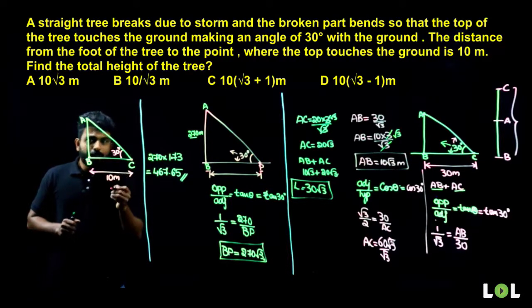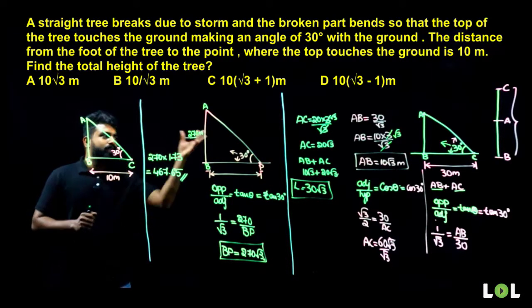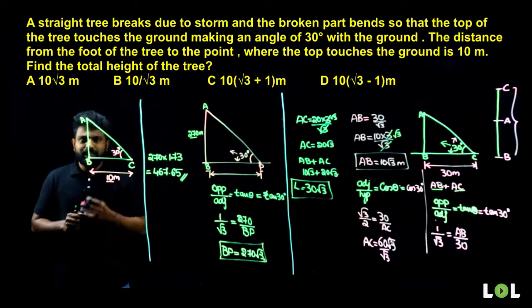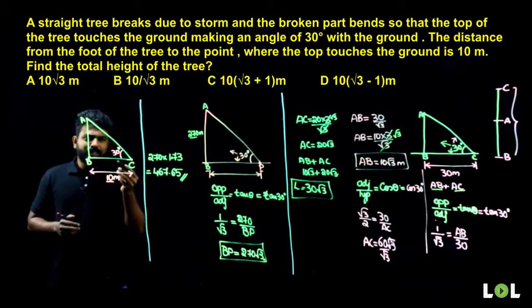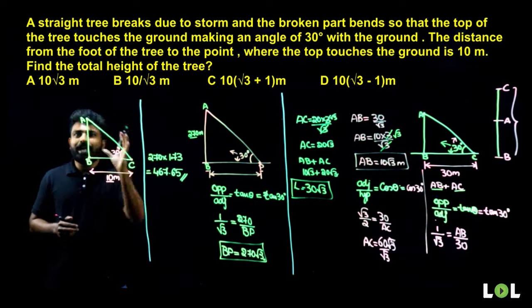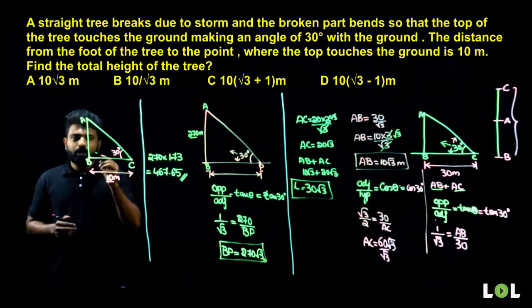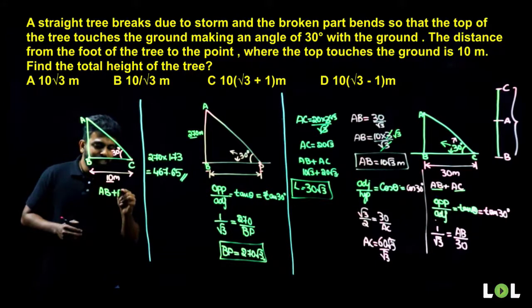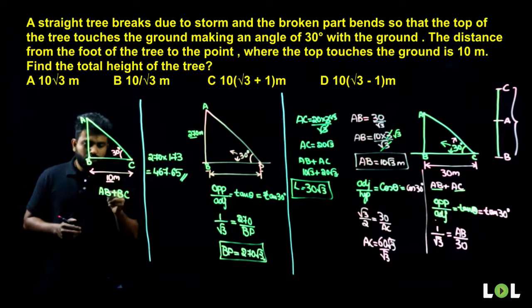Look at the diagram as well. It is very similar to the first question. We have 10 meters here, there we had 30 meters. That's the only difference. So let us quickly solve the problem. What does it say? We need to find the total height of the tree. So how do we find it? We need to first find AB plus BC, which is the total height of the tree. So let's first find AB and then find BC.